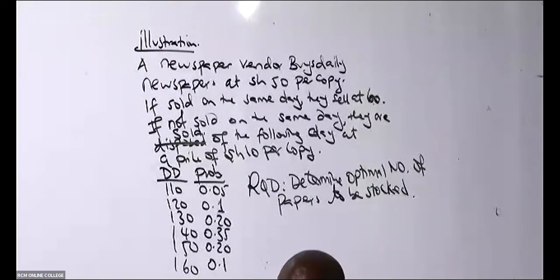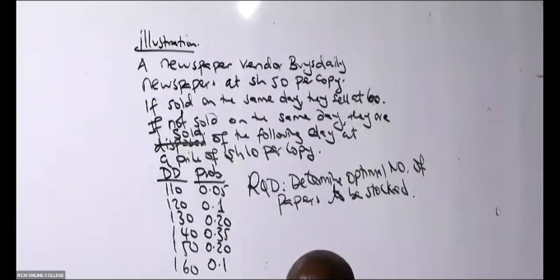A newspaper vendor buys daily newspapers for shillings 50 per copy. If sold on the same day, they will sell at shillings 60. If not sold on the same day, they are sold off the following day at a price of shillings 10 per copy. Then they have given us the demand.